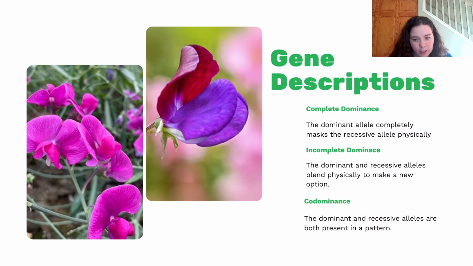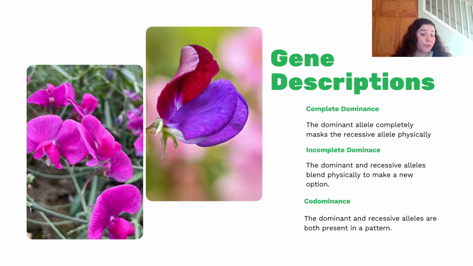Recessive allele. Incomplete dominance is where the dominant and recessive alleles blend to make a new option. So a red and a white flower would make pink. A purple and a white flower would make lavender, which is this color, right? So you find that there's a lot of pink stuff and a little bit of red and a little bit of white.